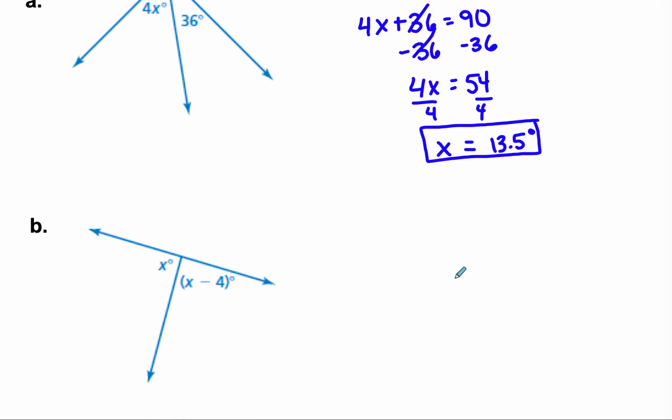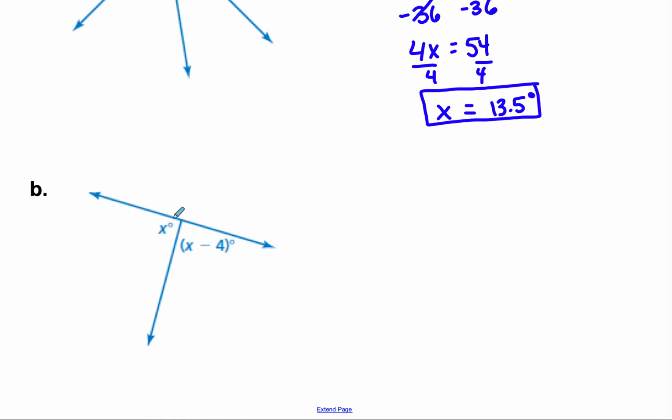Let's take a look at B. Supplementary angles, straight line. Hopefully you can see the straight line there. Straight line, supplementary. All right, so straight line, it means 180 degrees. I need to set up my equation to equal 180 degrees. x plus x minus 4 equals 180. Okay, I'm going to combine the like terms here.